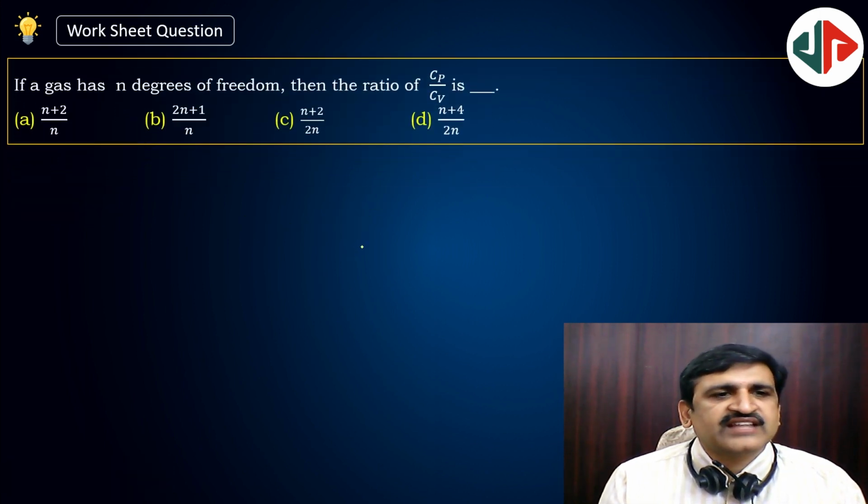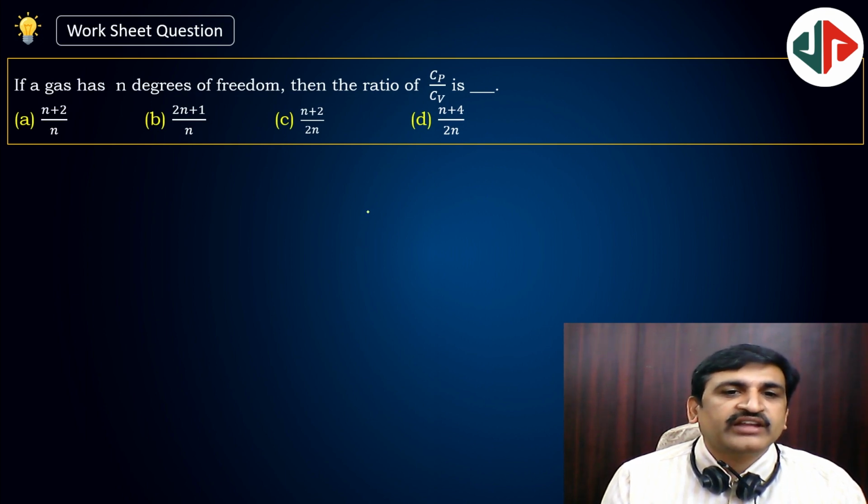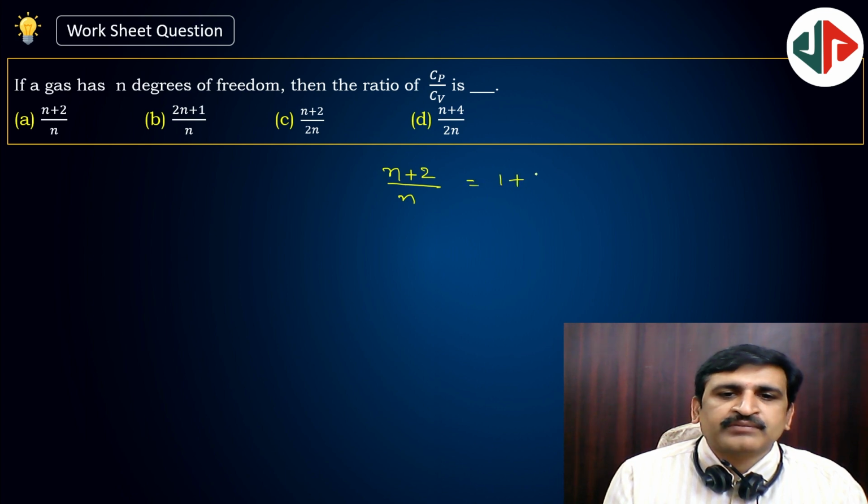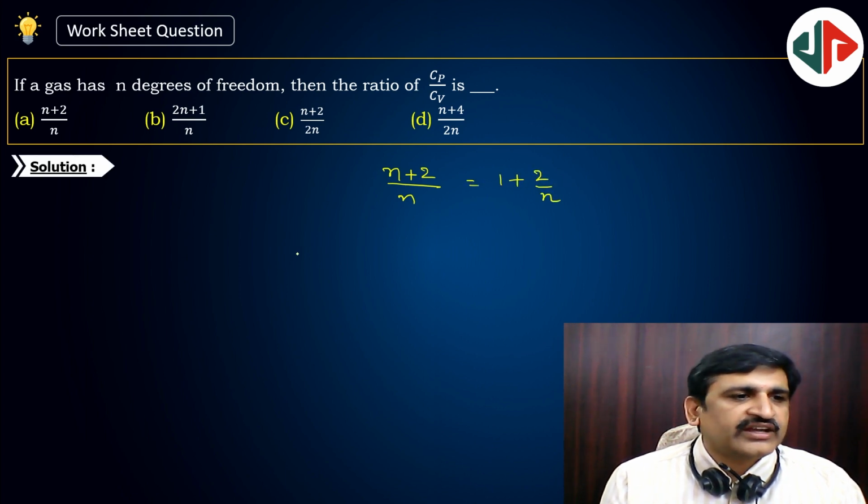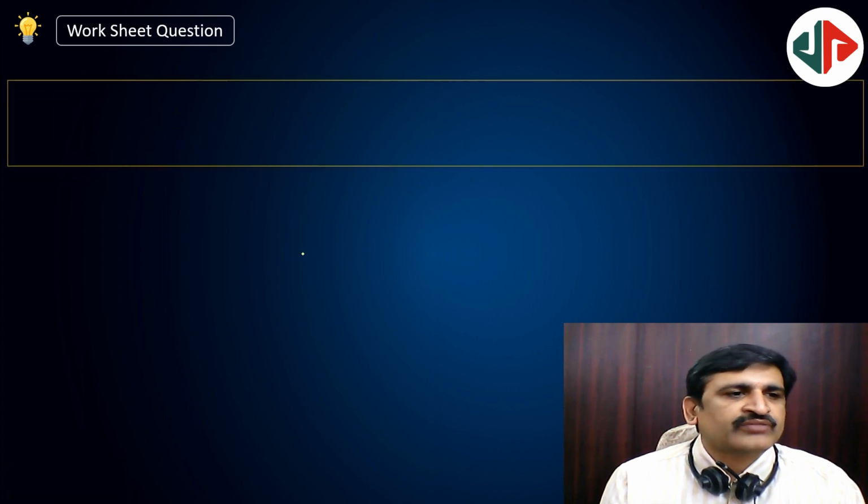If a gas has n degrees of freedom, then the ratio of Cp by Cv is equal to F plus 2 by F. That means n plus 2 by n, either like this or 1 plus 2 by n. So whichever is given, you can take. So option A. Okay. Next.